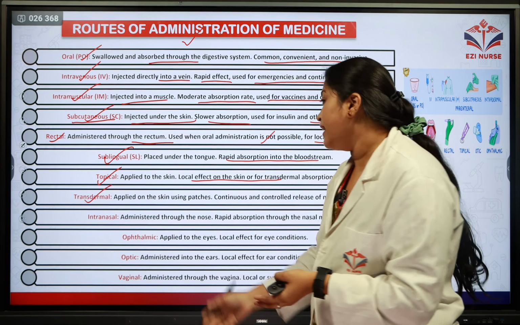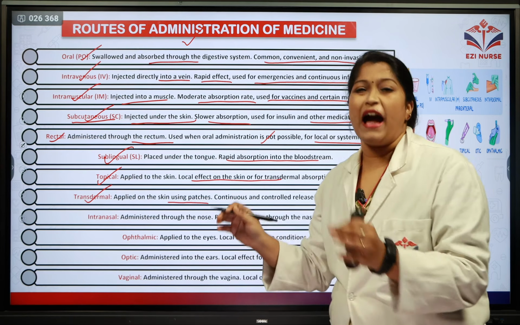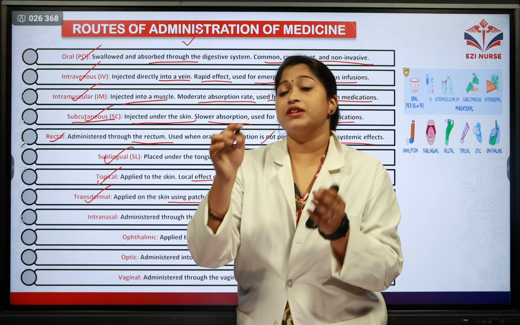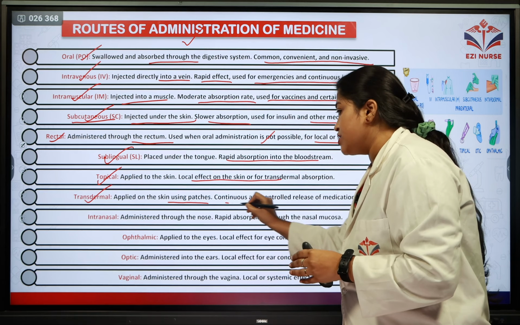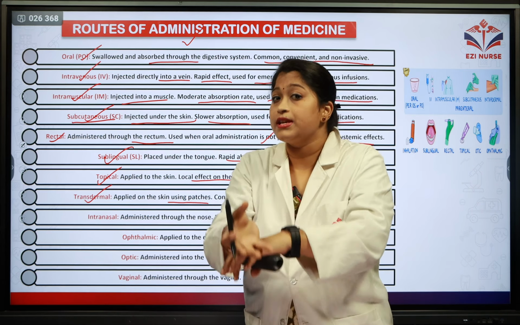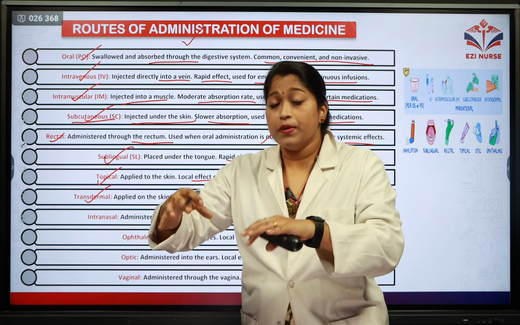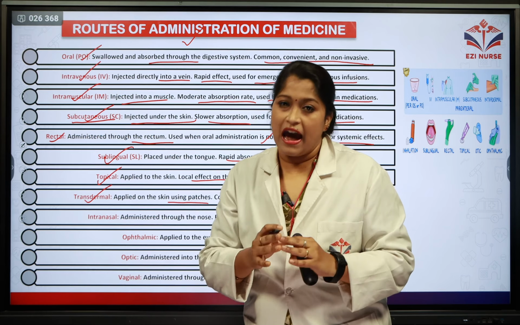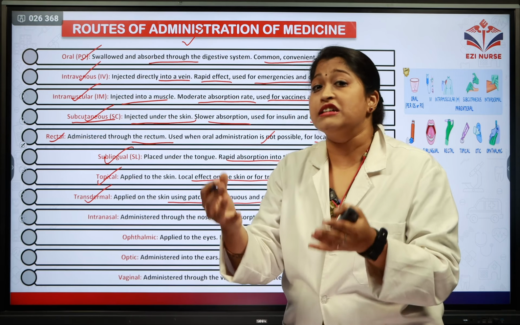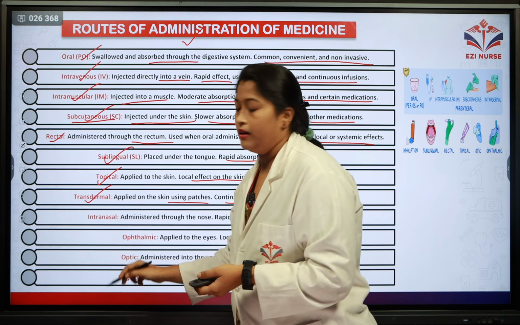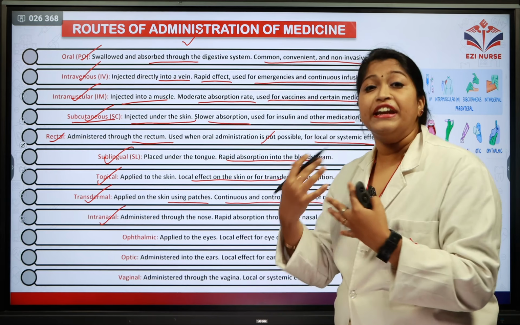So moving on to our next route, the transdermal route. Here you are applying it on the skin using patches. There are certain kinds of square patches and circular patches, wherein there is continuous and controlled release of medications. At a time the medications are not released all at once; there is continuous and controlled release with the help of these patches. To relieve the pain in certain areas, they are giving these patches. It's called transdermal.